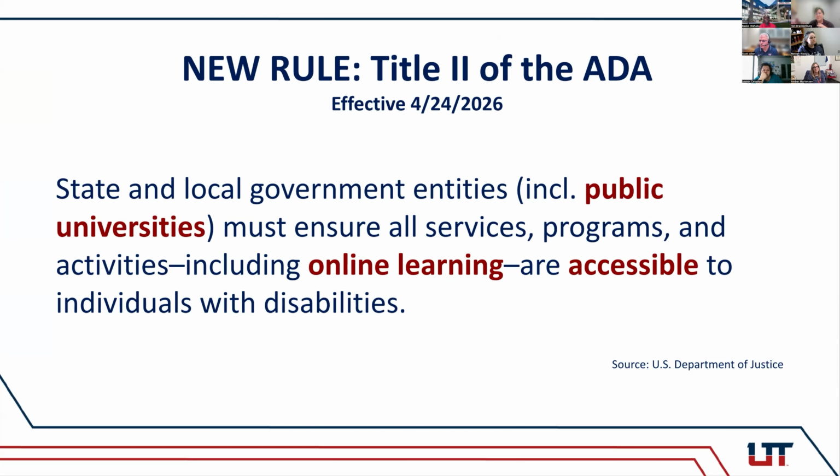state and local governments, including public universities like ours, must ensure all services, programs, activities, including online learning, are accessible to individuals with disabilities. So this rule applies to all campus websites and mobile apps, but today's focus is on making sure our Canvas course content is accessible.